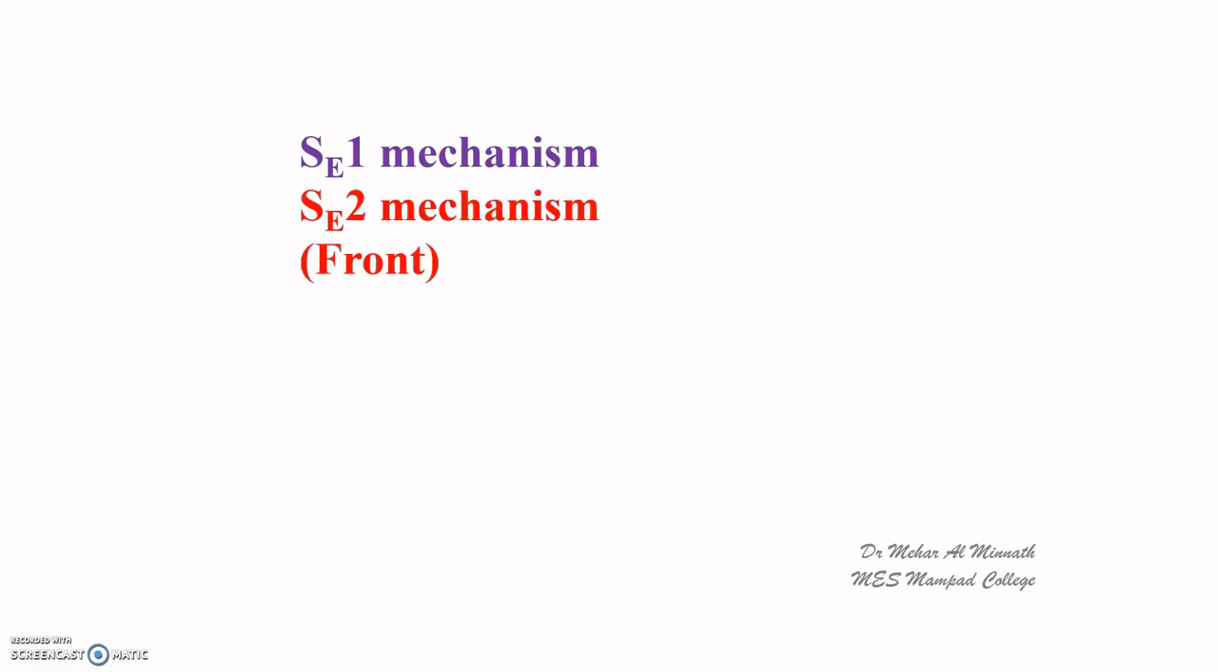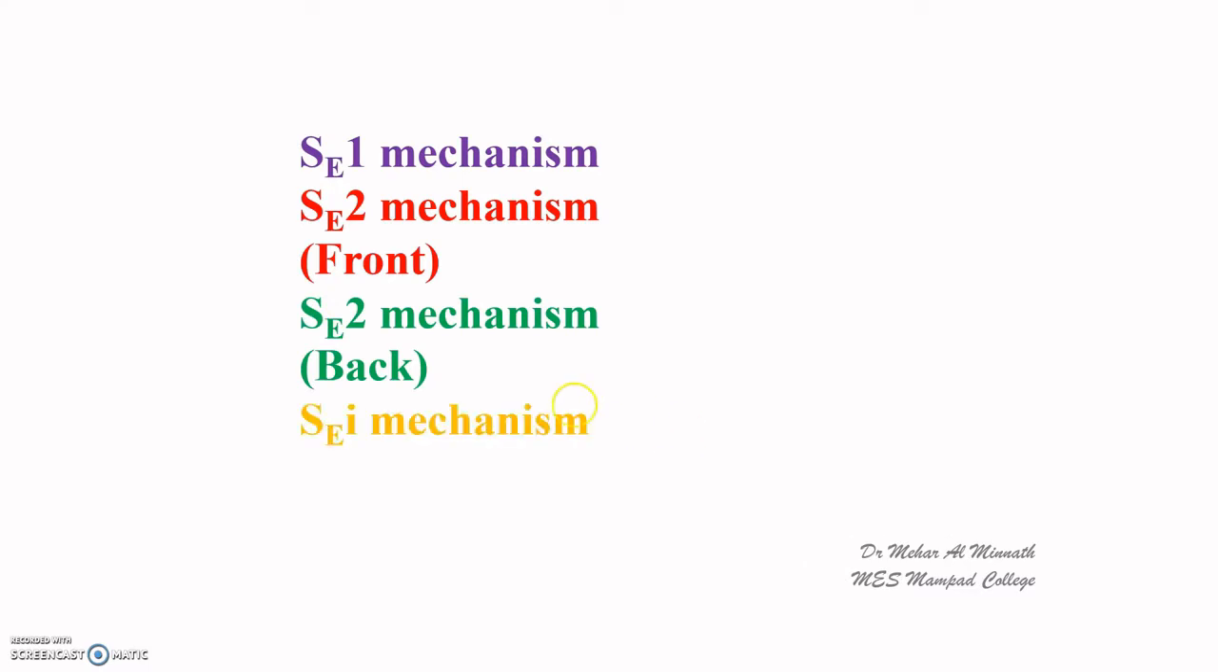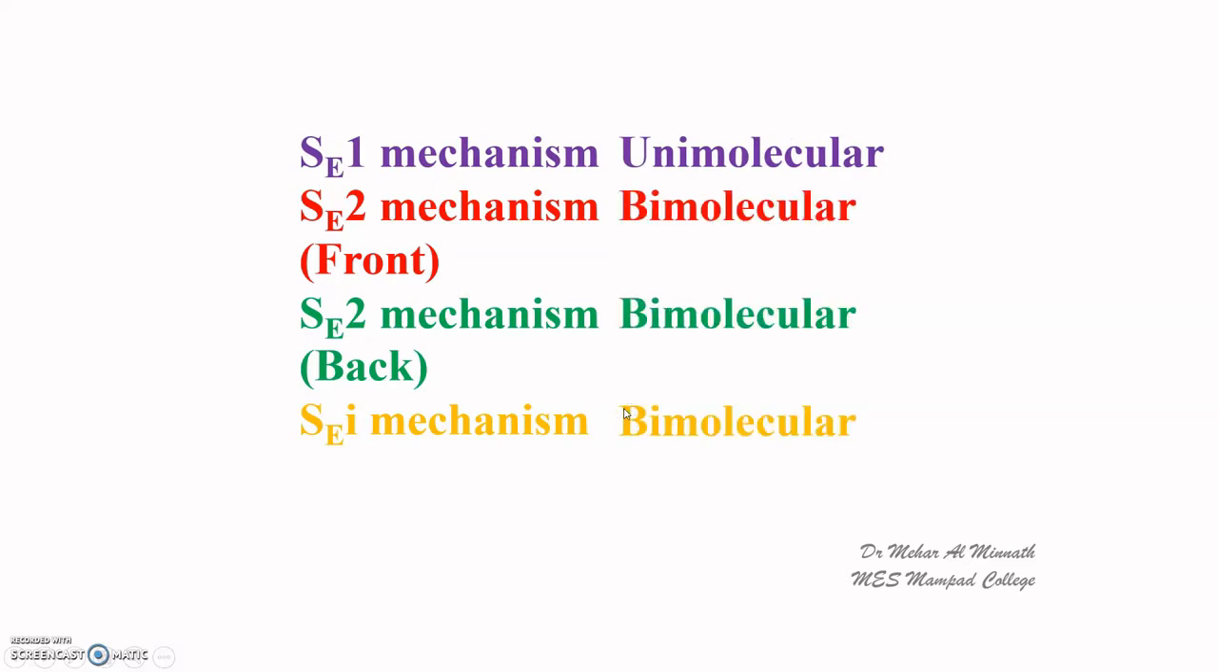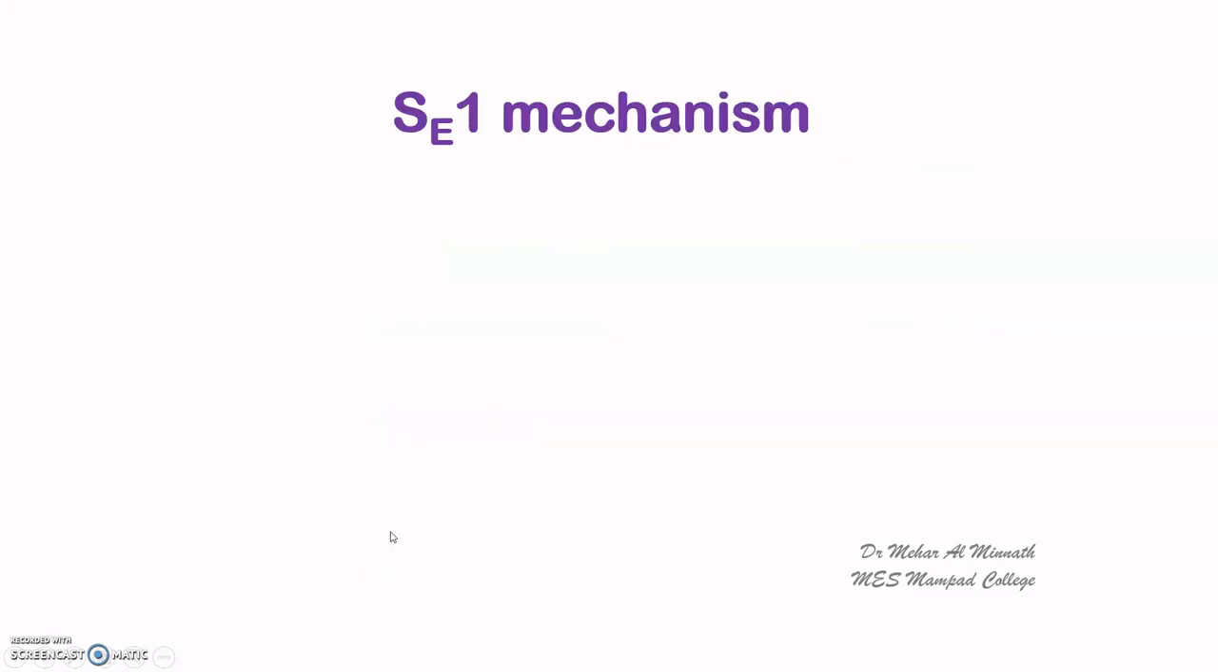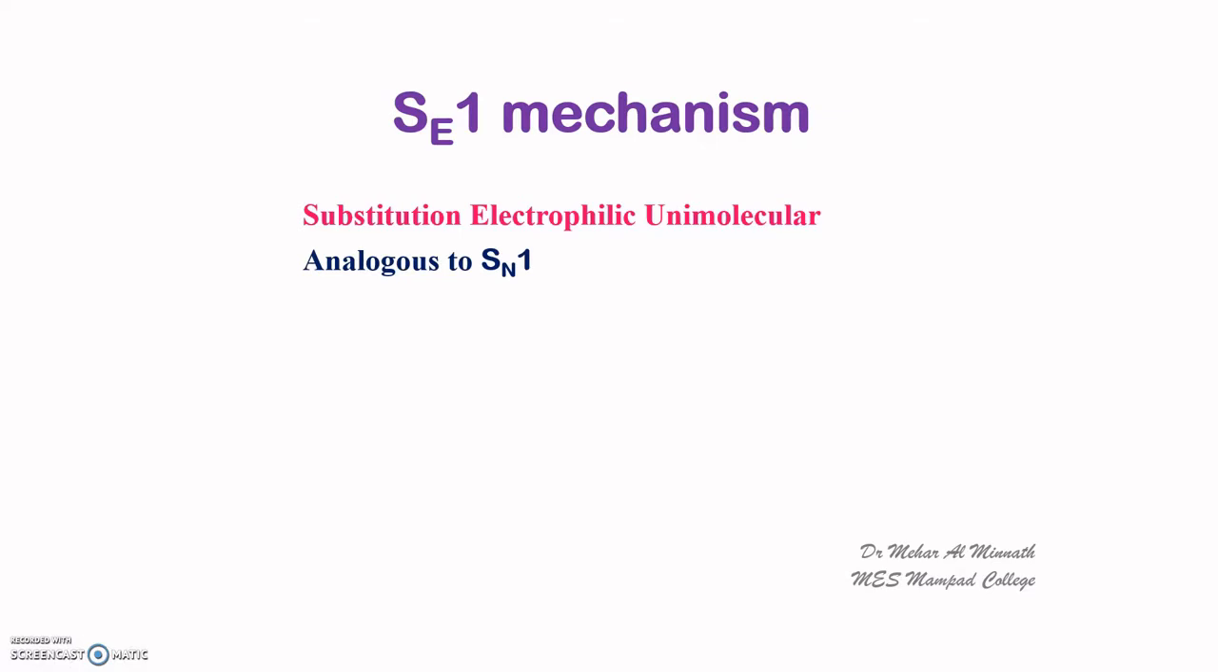Now, there are 4 types of aliphatic electrophilic substitution reactions. One is the SE1 mechanism, then you have the SE2 front mechanism, the SE2 back mechanism, and the SEi mechanism. These are all analogous to our SN1, SN2, and SNi. SE1 is a unimolecular reaction, while the rest of the 3 are bimolecular. We'll be discussing each type in detail. Now we'll take up the first one, that is the SE1 mechanism: substitution, electrophilic, unimolecular, which is analogous to the SN1 mechanism.